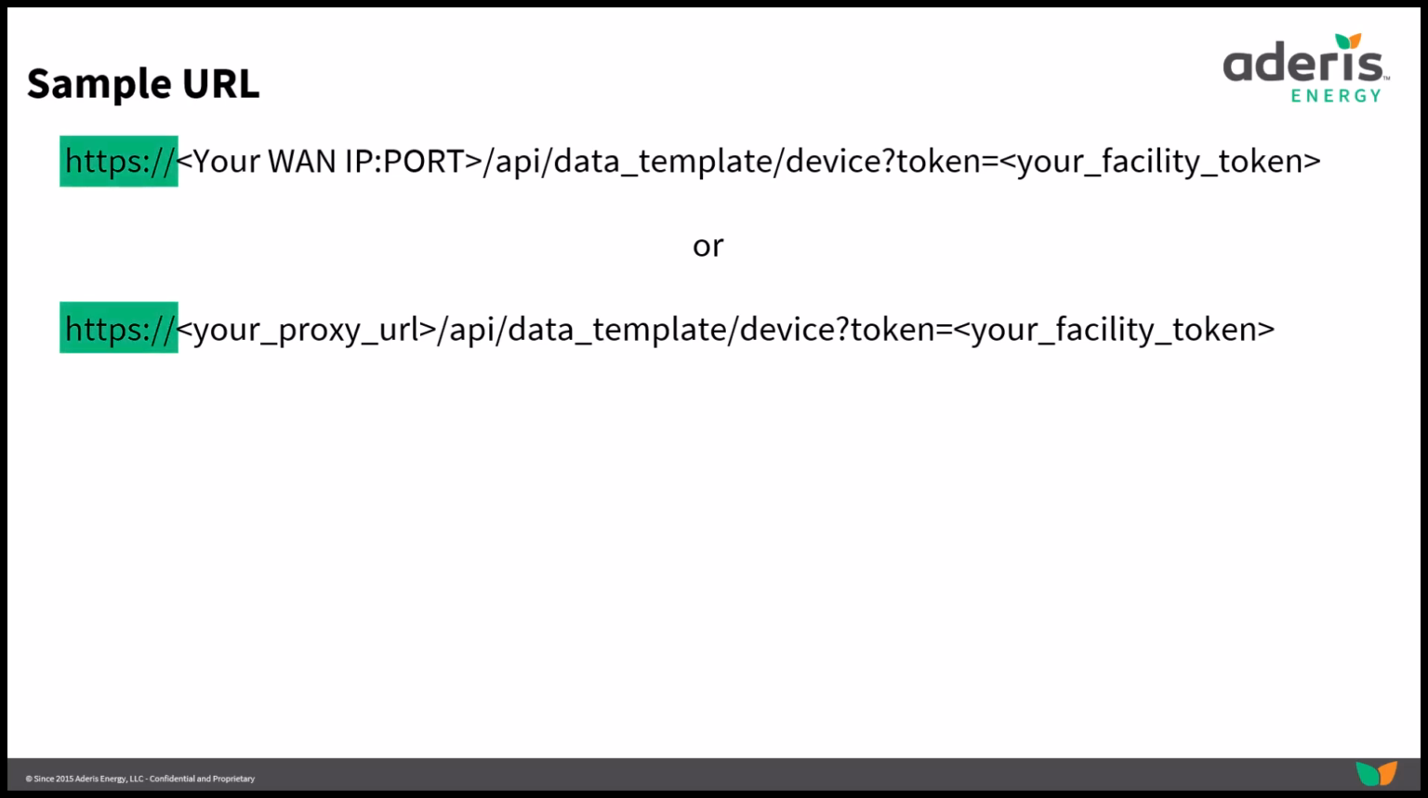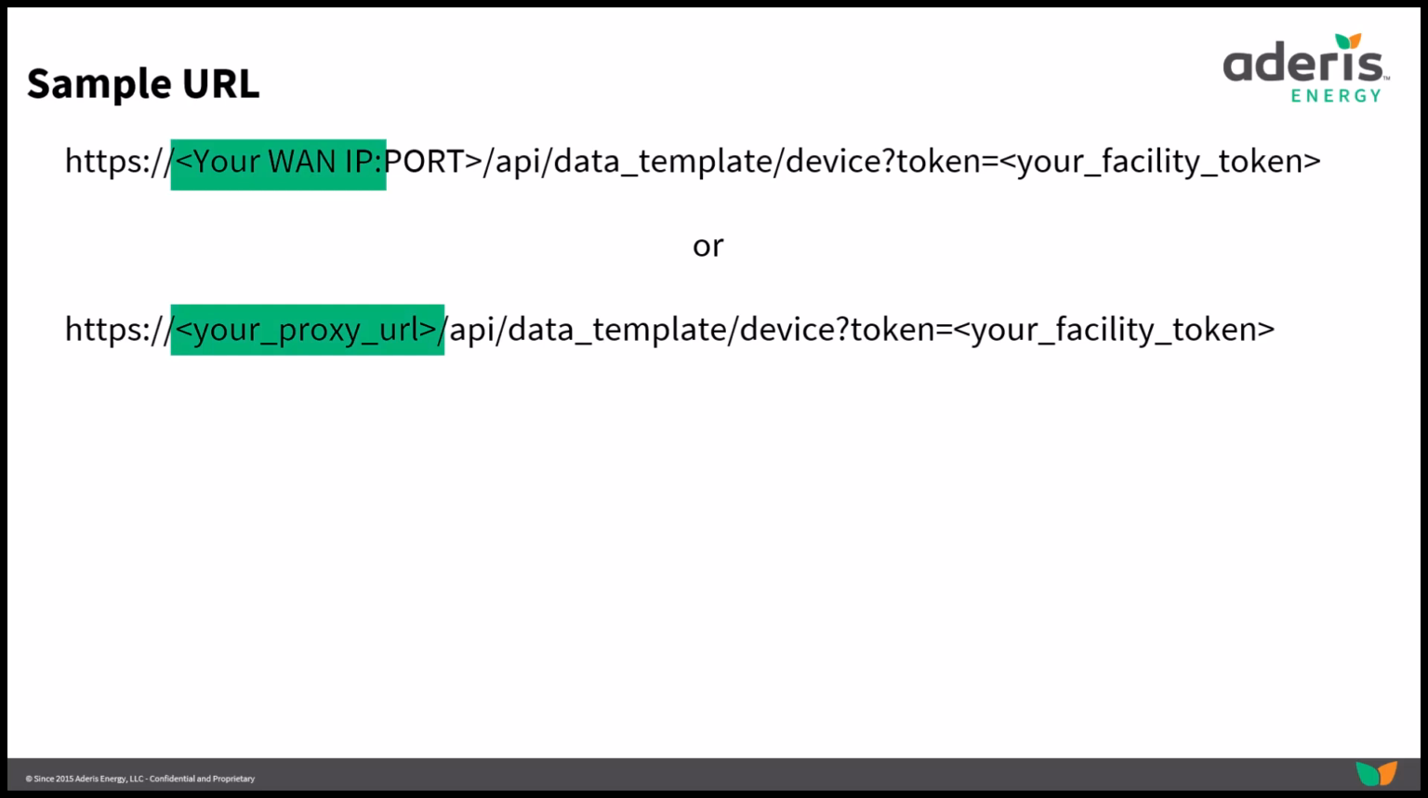The protocol specifies the communication protocol used to interact with the server, in this case, HTTPS. Next, you can use the WAN IP address found in Acuity or the proxy URL. If using the WAN IP address, you also need to use the port number. This specifies a specific endpoint on the server for network communications. Port 8443 is often used for HTTPS traffic, especially when the standard HTTPS port 443 is not available or is being used for another purpose.